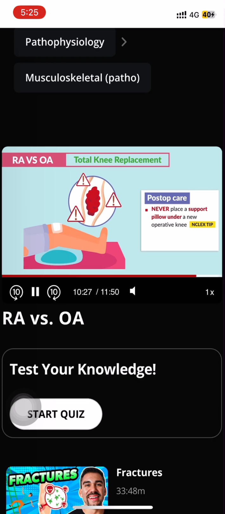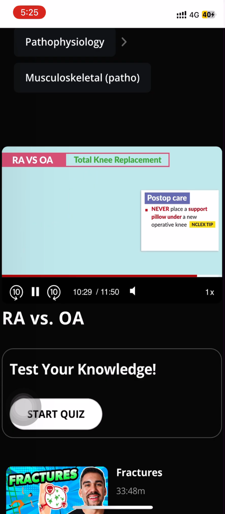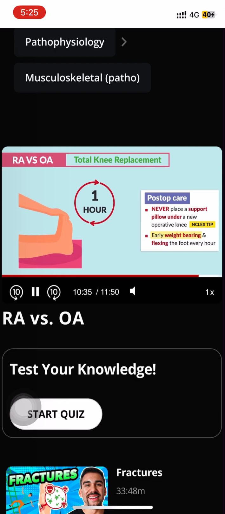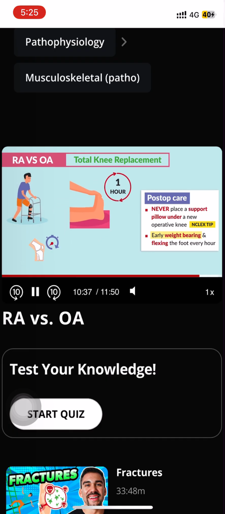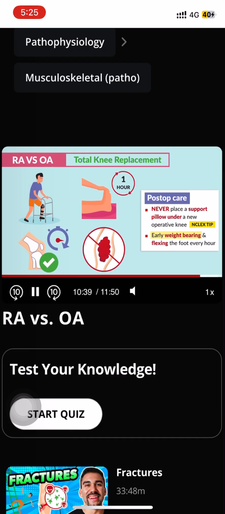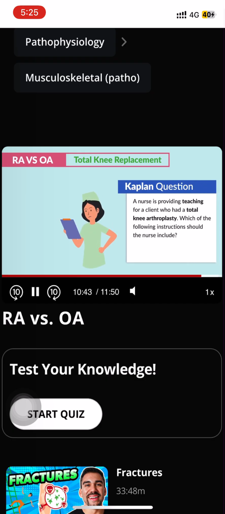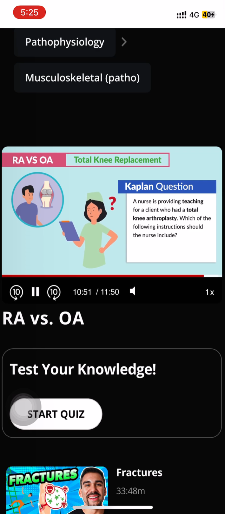to a DVT. And another key term here. Early weight bearing on the leg with ambulation is recommended, and flexing the foot every hour. This can help faster recovery and prevent DVTs. So Kaplan mentions, a nurse is providing teaching for a client who just had a total knee arthroplasty. Which of the following instructions should the nurse include?